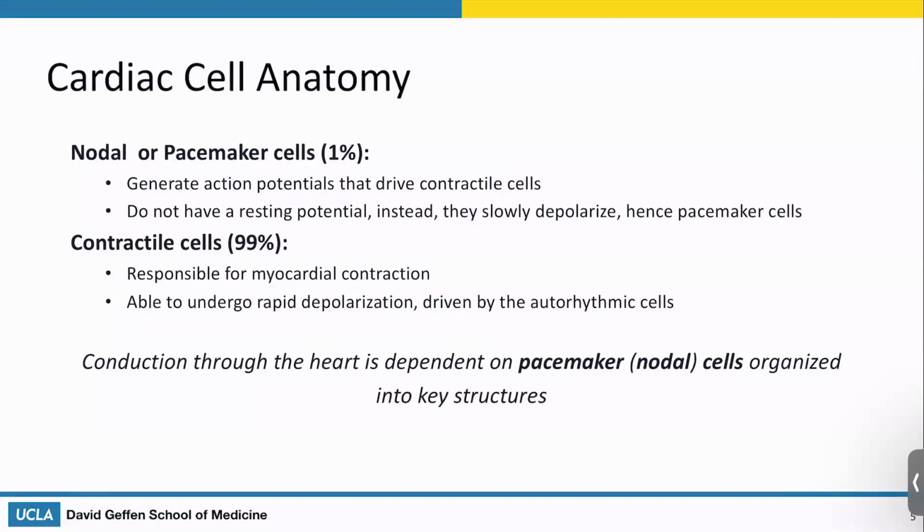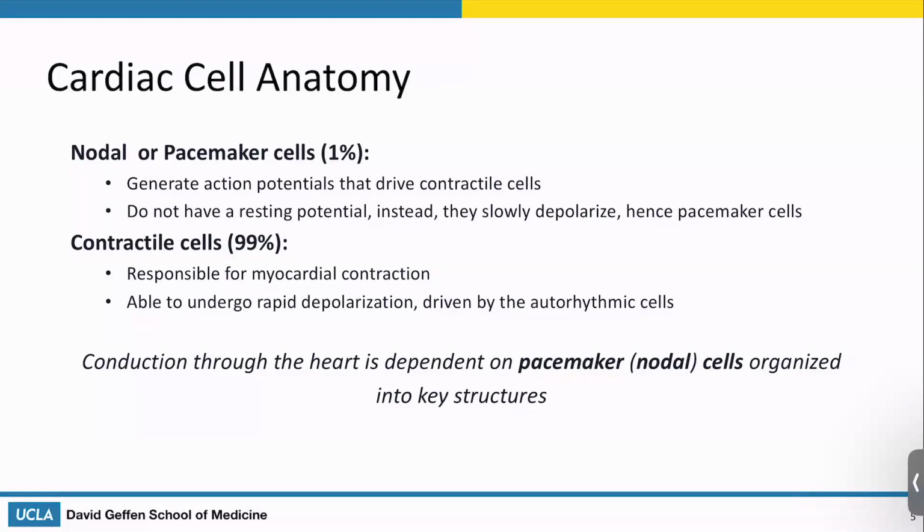Cardiac cell anatomy. There are going to be two types of cells in the heart. We have our nodal or our pacemaker cells. Those are 1% of the entire cardiac heart itself, and they are the ones that generate the action potentials. They drive those contractile cells to actually send that impulse and actually do the contraction. So they're in charge essentially.